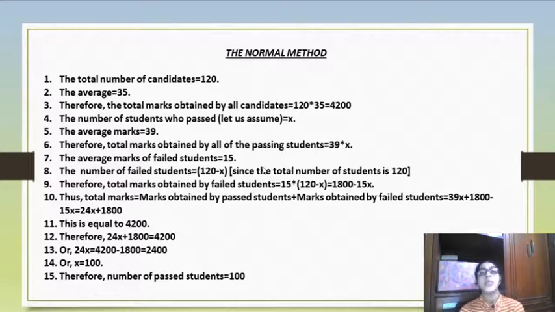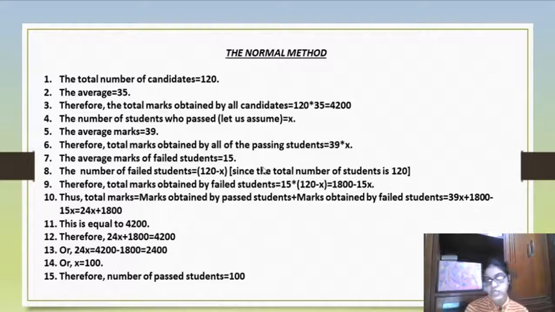The average marks that the x students who passed got is 39. So the total marks obtained by all of the passing students is essentially 39 into x, which is the same formula. Again, the average marks of failed students is 15, which you have in the problem. The number of failed students is 120 minus x, because you will either pass an exam or you fail an exam. There's no in between. So if you didn't pass, you failed.